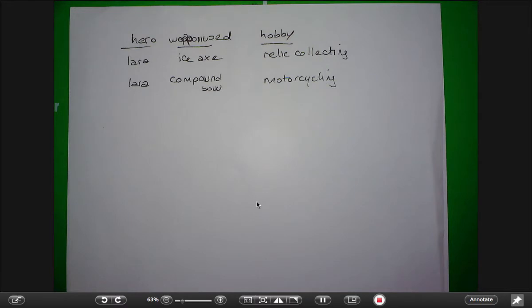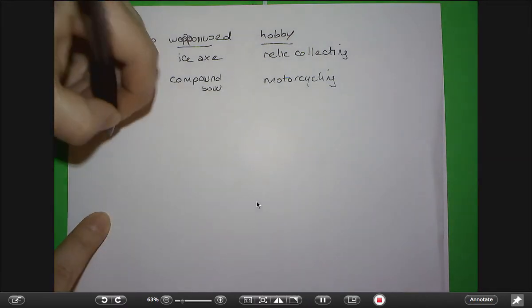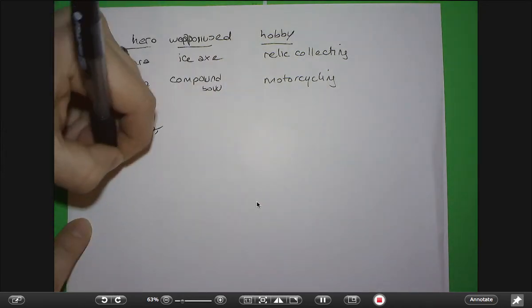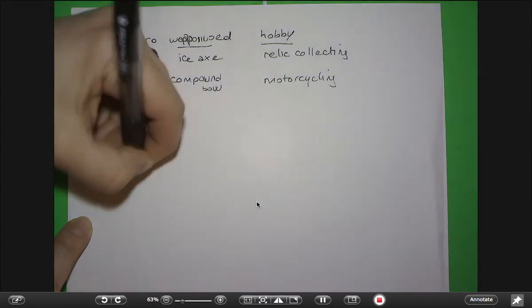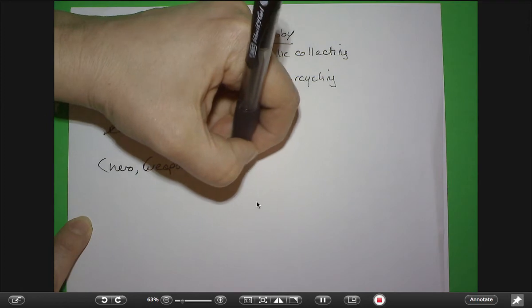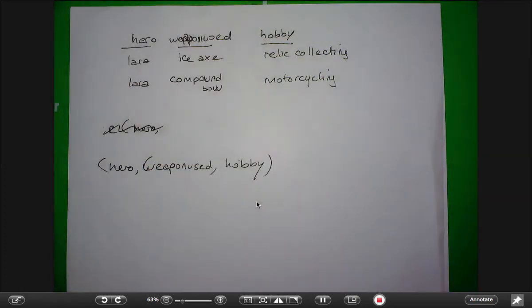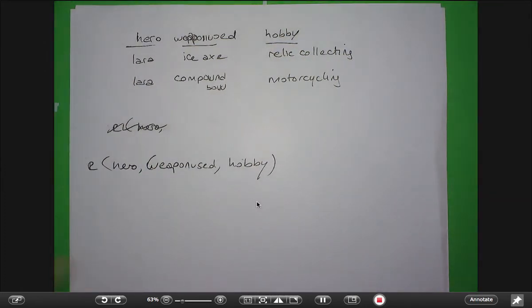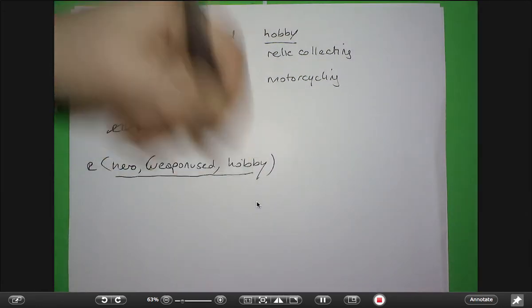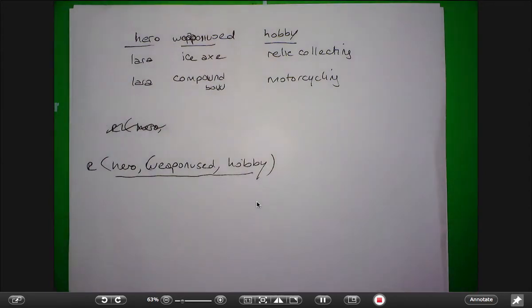So if I were to store this, I would have hero, weapon used, and hobby. Okay, and my key for this relation will be all three attributes, right? So this is indeed in Boyce-Codd normal form, right? But you go back and ask yourself, does your spider sense say something is wrong with this one?